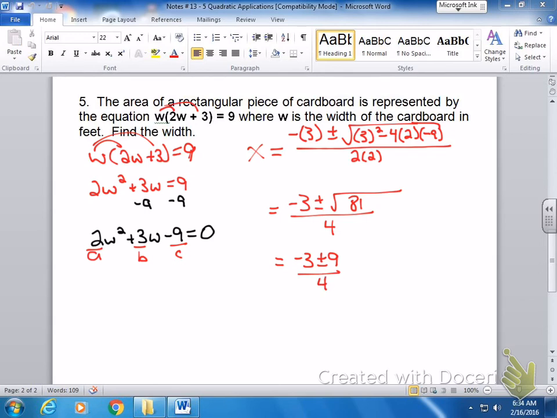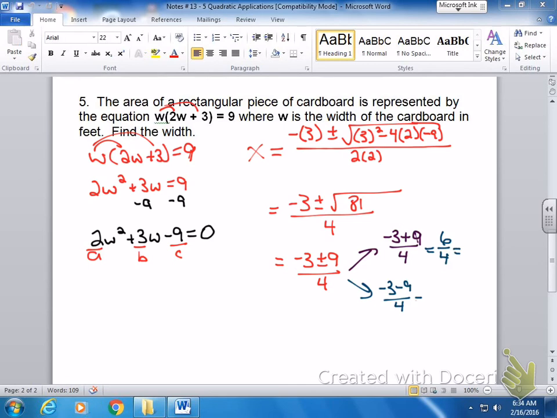Now we can break that up into our two equations and we can solve. So the first one is going to be negative 3 plus 9 divided by 4. The second one is negative 3 minus 9 divided by 4. So I can go ahead and try these out. I have negative 3 plus 9 is 6 over 4.